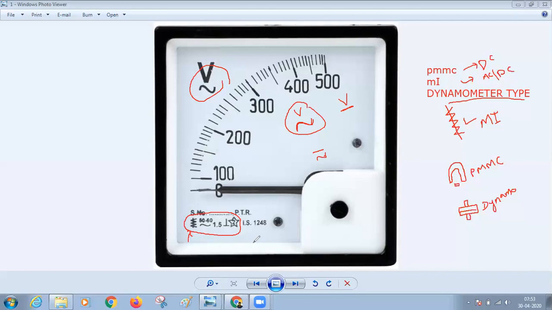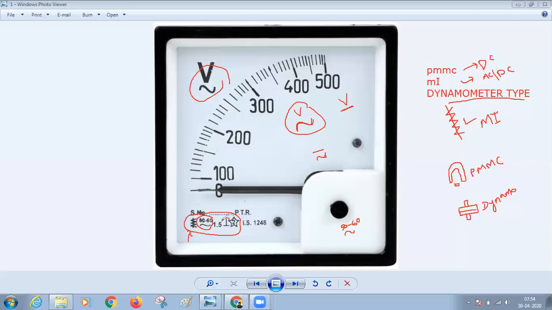Now, along with the sinusoidal symbol, if they give a number like 50 to 60, then in such a case you can say that the meter can work for a sinusoidal voltage of frequency 50 to 60 hertz. If you observe this meter here, a sinusoidal symbol with the number 50 to 60 above it is given. This represents that this meter will work for sinusoidal voltage of 50 to 60 hertz.